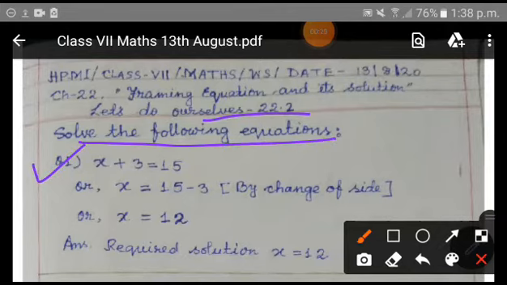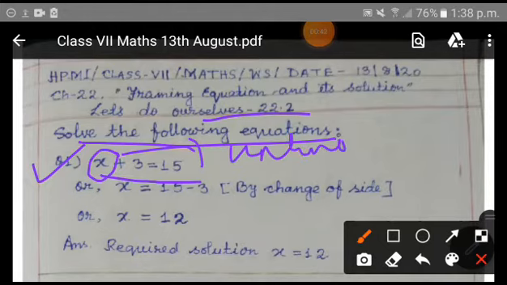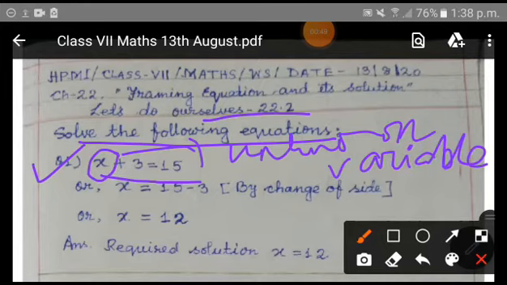Solving the equation means you need to calculate the value of the unknown variable given in the equation. As you can see, x plus 3 is equal to 15. So here the unknown variable is x, whose value you need to calculate.